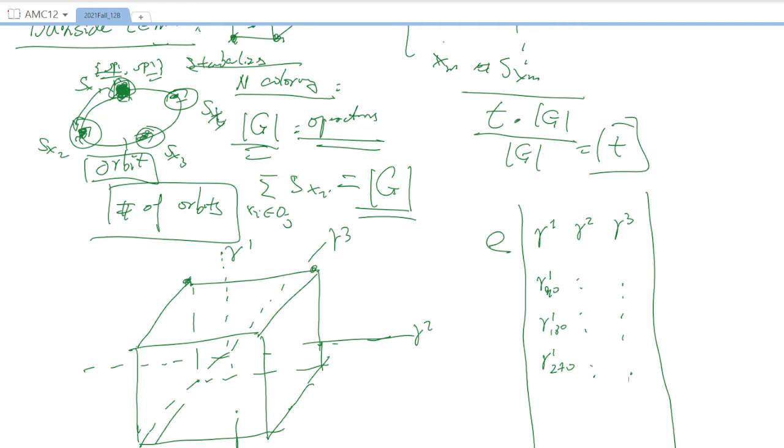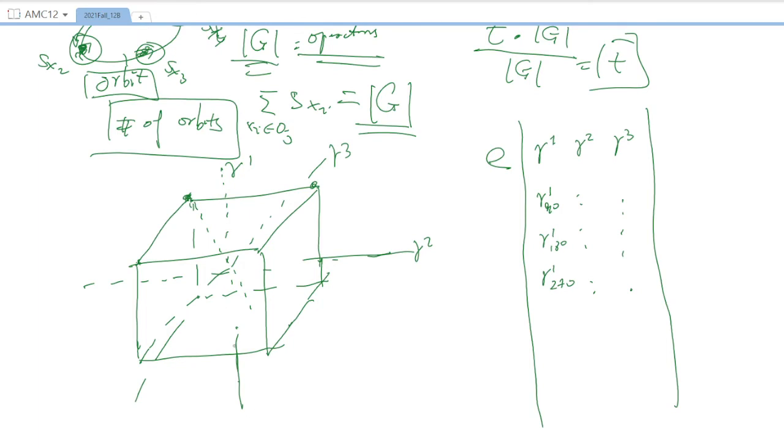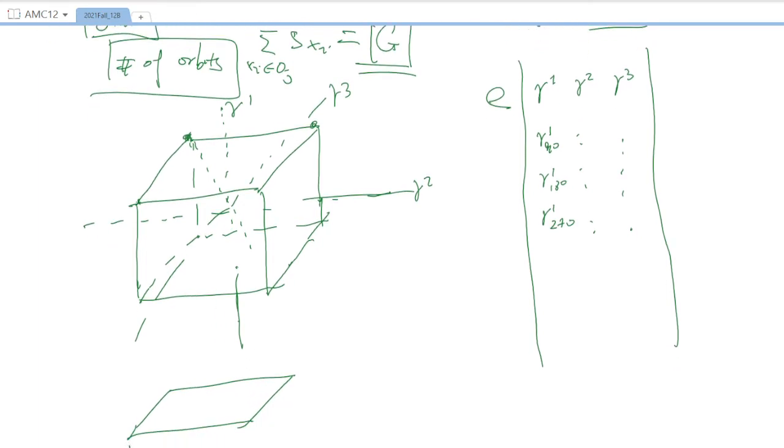The next symmetry rotation will be along this line, the diagonal. Let me draw it here. I want to give you guys a clear picture.